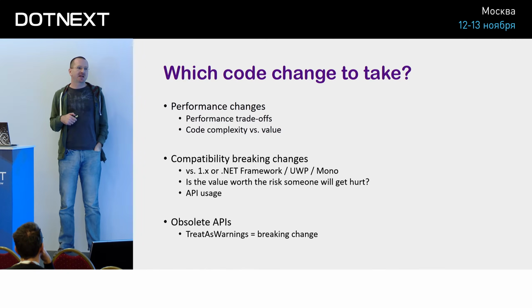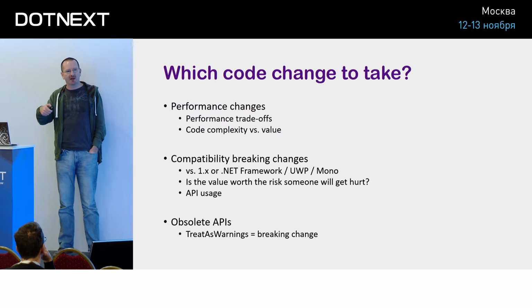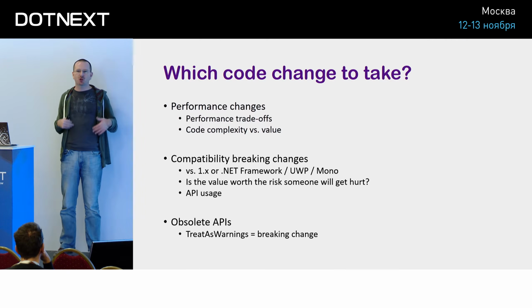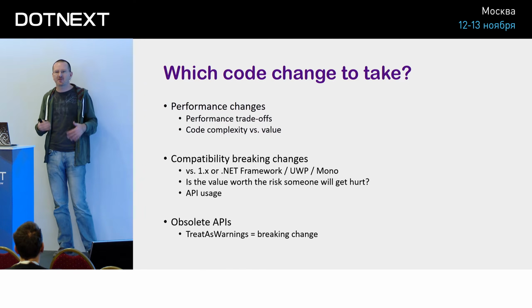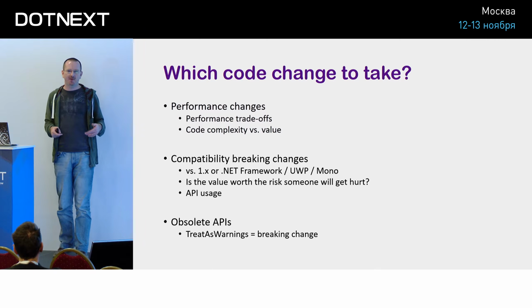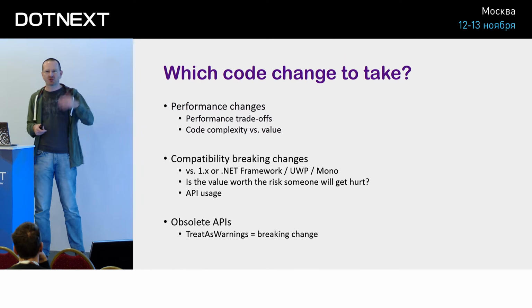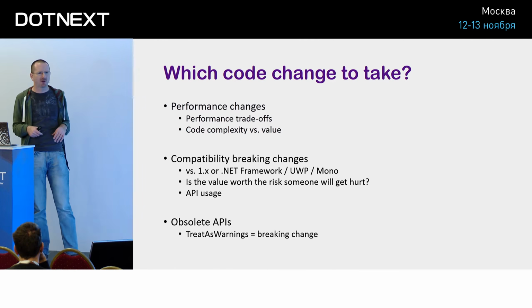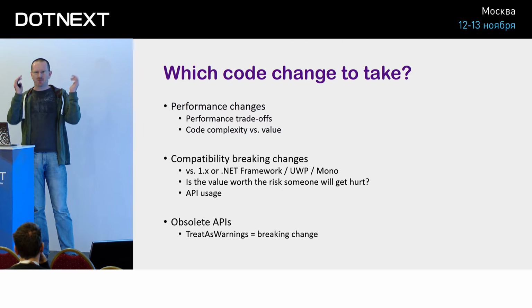They basically used to put obsolete attributes on things. Then they pushed the new Roslyn compiler with the new BCL, and suddenly we got lots of customer calls on Visual Studio. Hey, I updated Visual Studio. It doesn't work anymore. What do you do? Well, you broke my code.